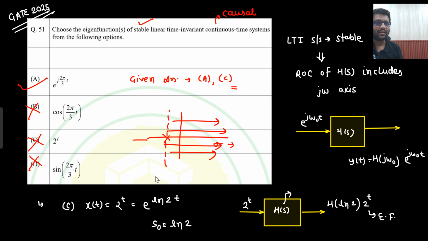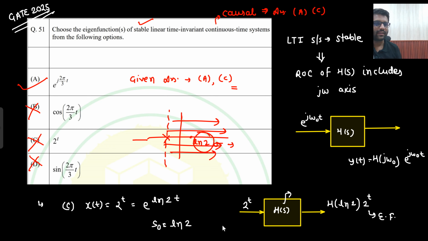This point also we have seen, that for a causal LTI system to be stable, all the poles should be lying in the left half of the S plane. That means the pole has to be here. It should include the j omega axis. Also, it should be looking towards plus infinity because it is causal. That means ln 2 will surely lie in the region of convergence. And if ln 2 is surely lying in the region of convergence, then answer C would be correct. So if causal was given, then the answer would have been A and C.